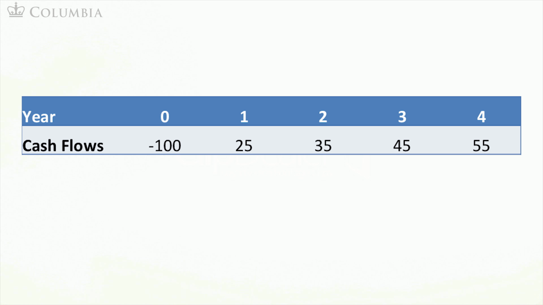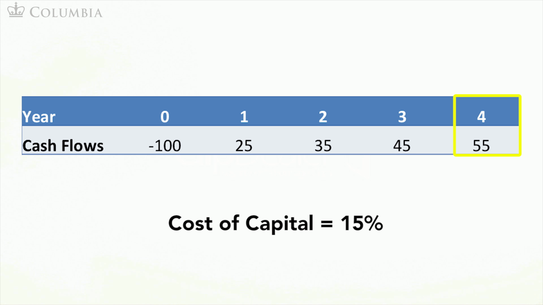As an illustration, let's focus on a concrete example. Jane is considering investing in a plant to manufacture handsets. The project requires an investment of $100 million today. In year 1, that is 1 year from now, this project will pay $25 million. In year 2, it will pay $35 million, it will pay $45 million in year 3, and $55 million in year 4. Let's assume that the cost of capital for this project is 15%.